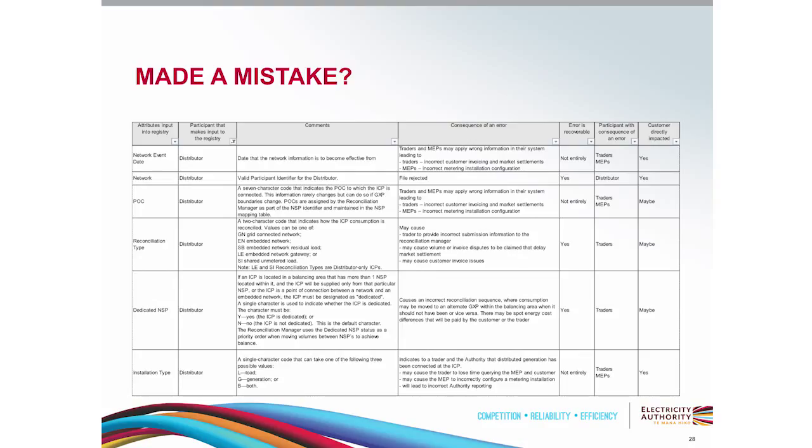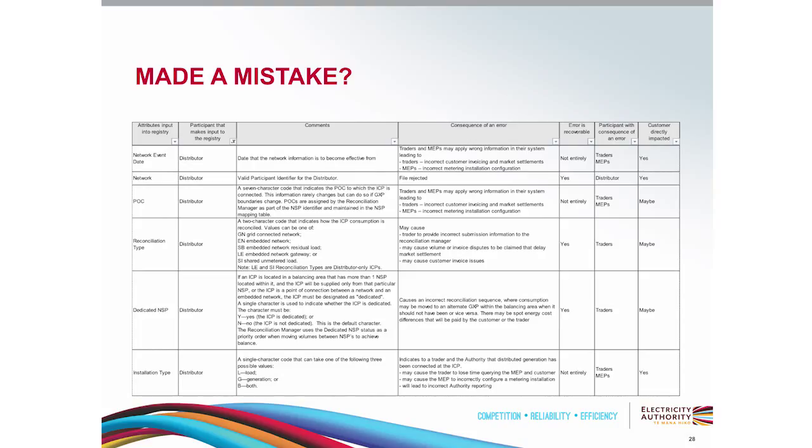And then I said, if that information was inaccurate, what is the consequence? So this here just simply tells you what the consequence of making an error is. And then it says, in my view, and this is Ron's view of the world, is the error recoverable? In some cases it might be not entirely, it may be a no, it may be a yes. And then it says who receives the consequence of that error. So here's the participant that actually gets impacted.